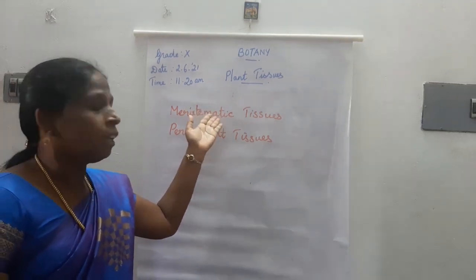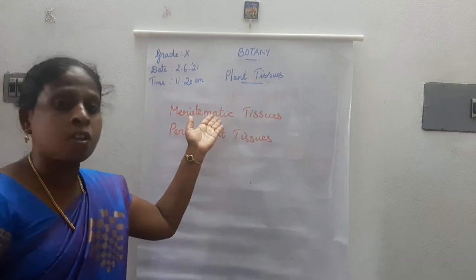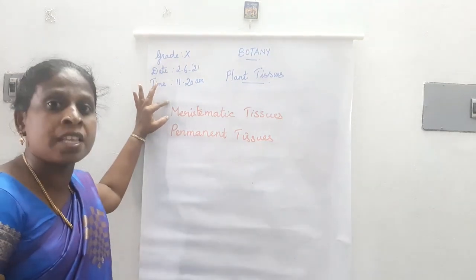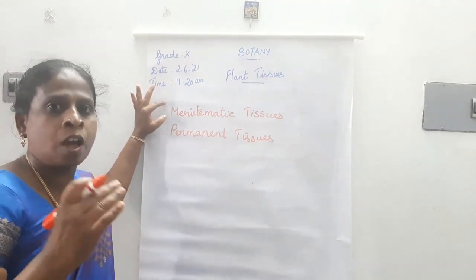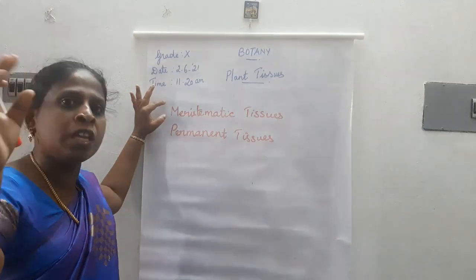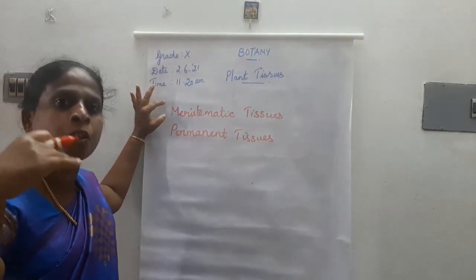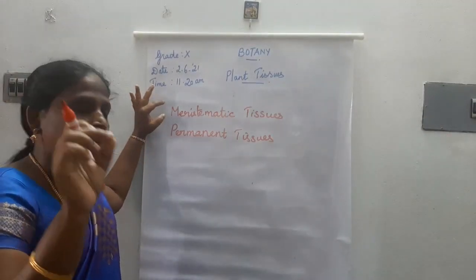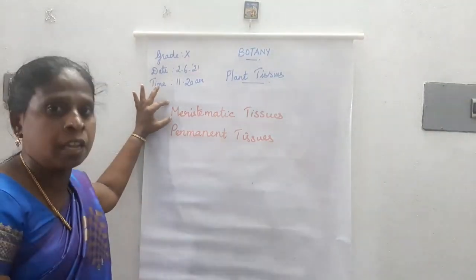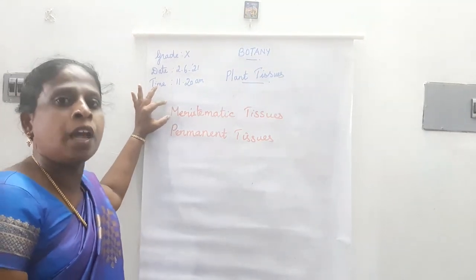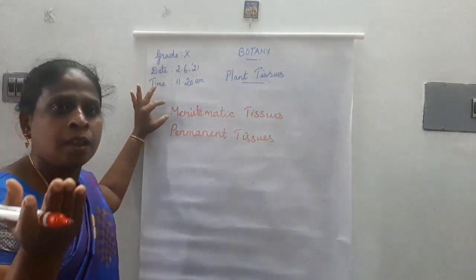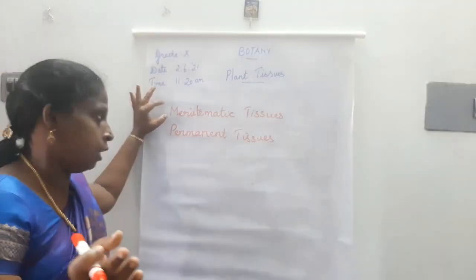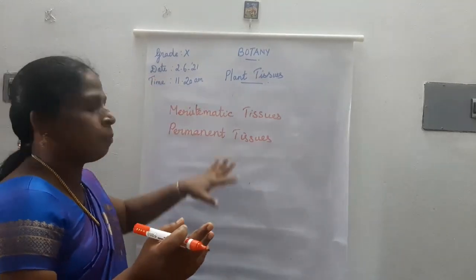In these tissues, the cells are divided. Have you understood? Meristematic tissues are mostly present in the growth places. We all know that plants grow throughout their lifetime. So where growth takes place, these meristematic tissues are present, especially in the root tip and shoot tip, as well as in the base of the leaf and in the nodal region where the branches are arranged. These are meristematic tissues.